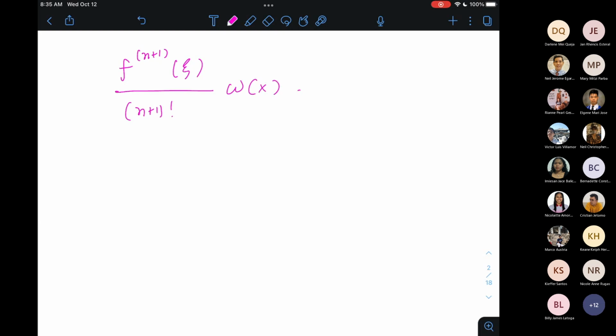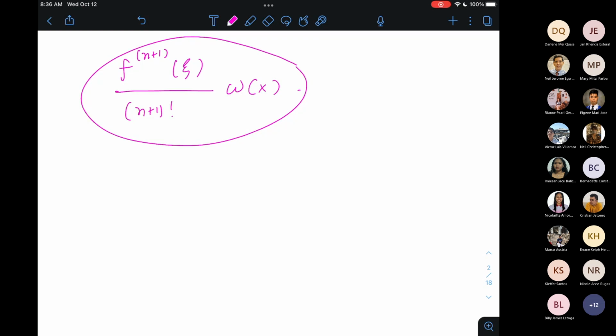So kung gusto nating malaman gaano kaganda yung approximation sa isang value ni x, we will get the value of our interpolating polynomial at the number x minus the actual value of the function at x. So ang error natin na makukuha when we compare those two things ay equal dito, where c is a number that depends on the value of x.